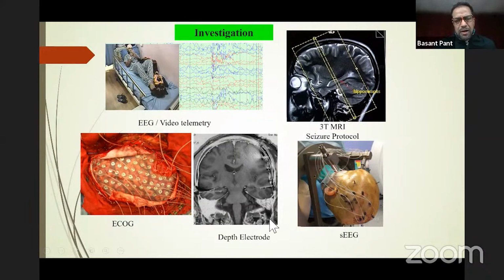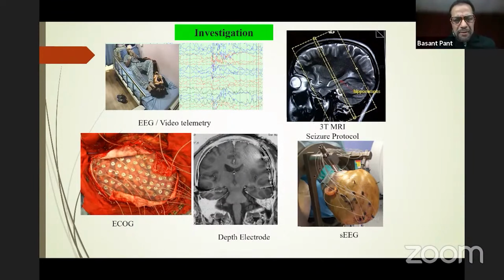And another very good technology that has developed is stereo EEG, where you have these electrodes implanted either by navigation, or by robotics or by stereotaxy. But this is nice to have. This is also pre-op chronic invasive EEG. So most of the time we don't need that, it's not necessary.